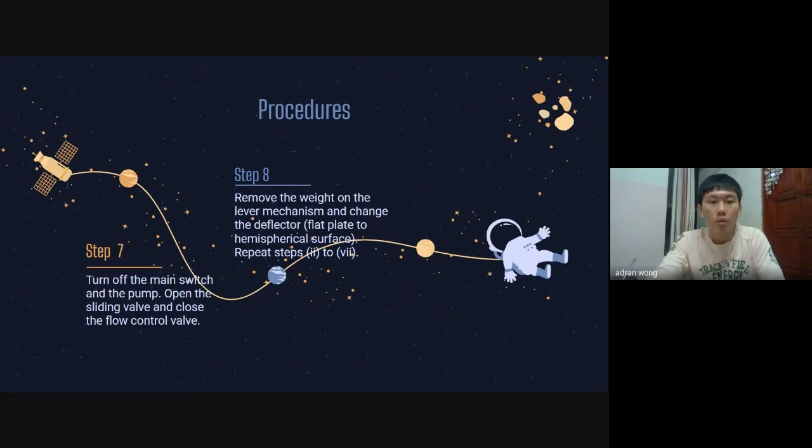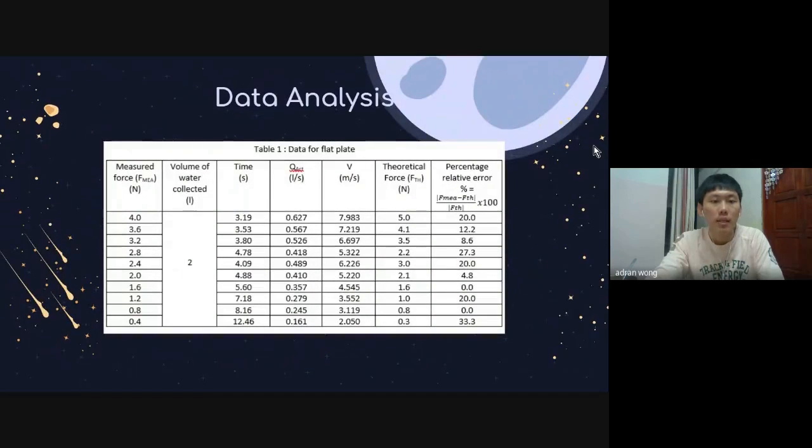Step 8. Remove the weight on the lever mechanism and change the deflector, a flat plate, to a hemispherical surface. And we repeat step 2 to step 7. Next, I'll pass to the next presenter to discuss the data analysis.